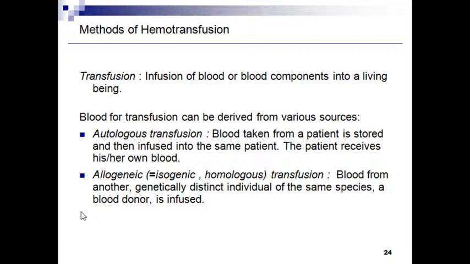And allogenic transfusion. Synonyms are isogenic or homologous blood transfusion. This is when blood from another genetically distinct individual of the same species, a blood donor, is infused. It is a transfusion of blood into a human from another human. This is allogenic transfusion. Indirect allogenic transfusion.